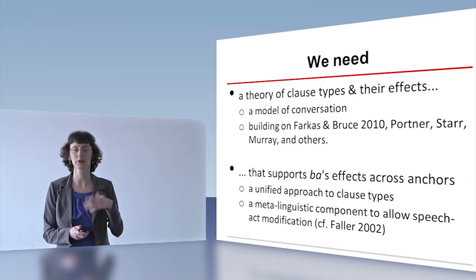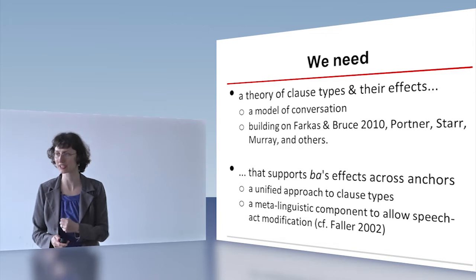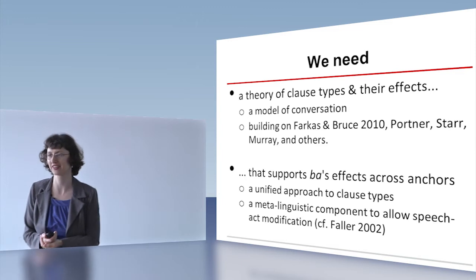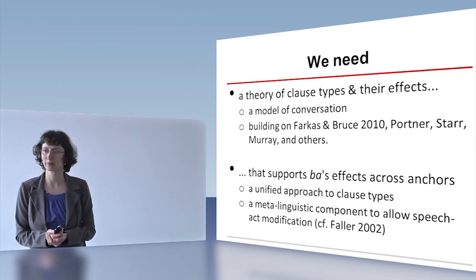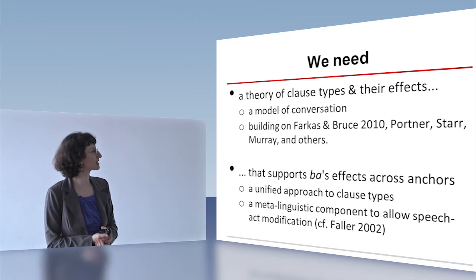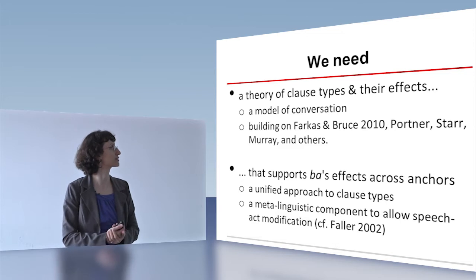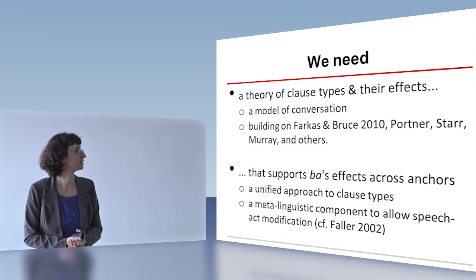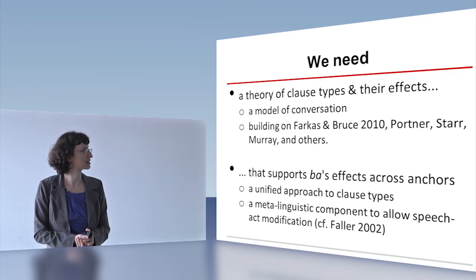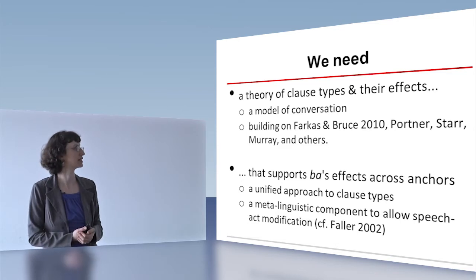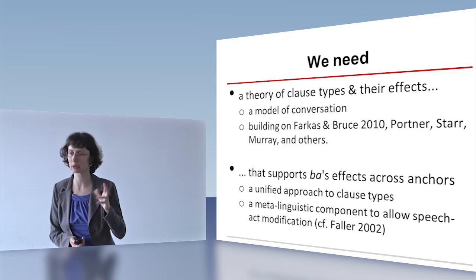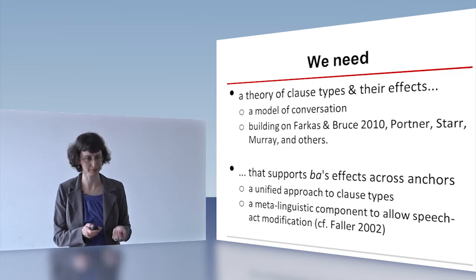So, how to model that formally is the big question. And to do that, we need a theory of clause types and of their effects, so that we can then modify those effects using ba and such things. So we need a model of conversation, and I'm going to build on a model of conversation previously proposed by a number of people that supports the effects of ba across the different types of anchors. So a unified approach to clause types, and a sort of metalinguistic component to allow modification of speech acts.